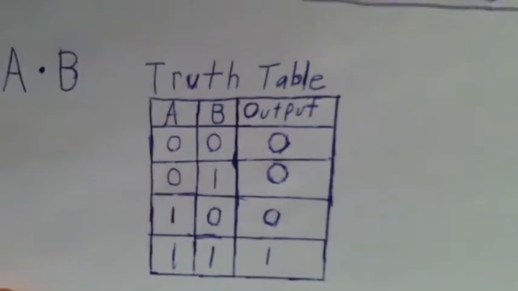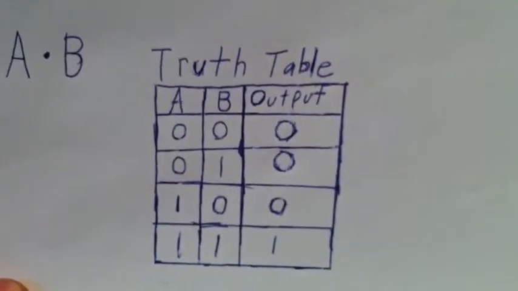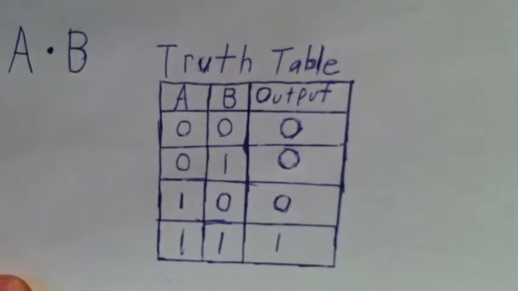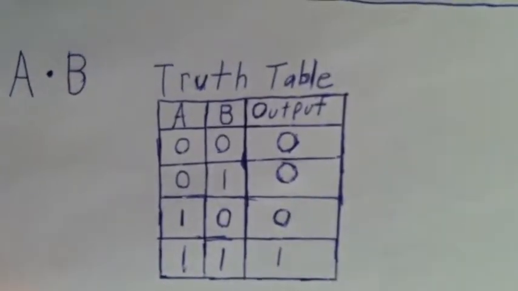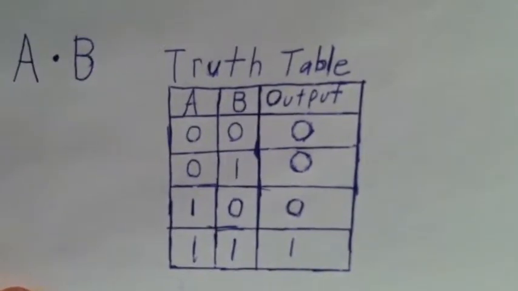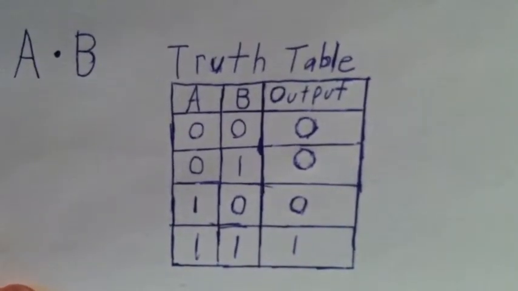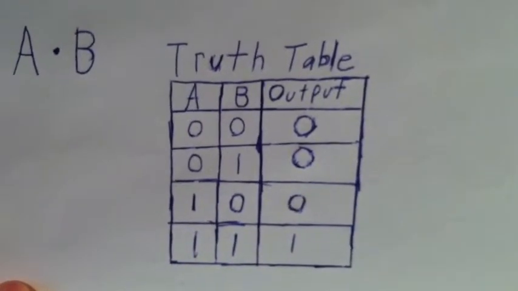But for the last row, if A and B are both on, so they're both 1, 1 times 1 is 1. So basically what you learn from this is that in an AND gate, the only time it'll produce an output of 1 or high is when both inputs are on.